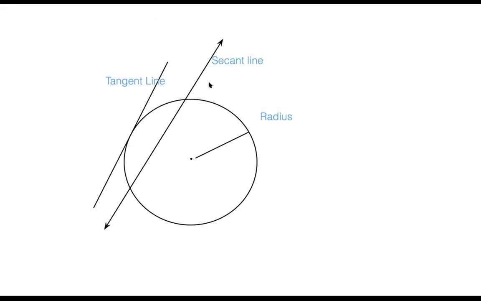Now if I look at this segment here, between here and here, that's called a chord. A chord just intersects the circle at two different points. There's a special chord that you are all aware of: a chord that goes through the center of the circle is called the diameter. No big deal. So that's just some of the things that you may or may not be aware of.